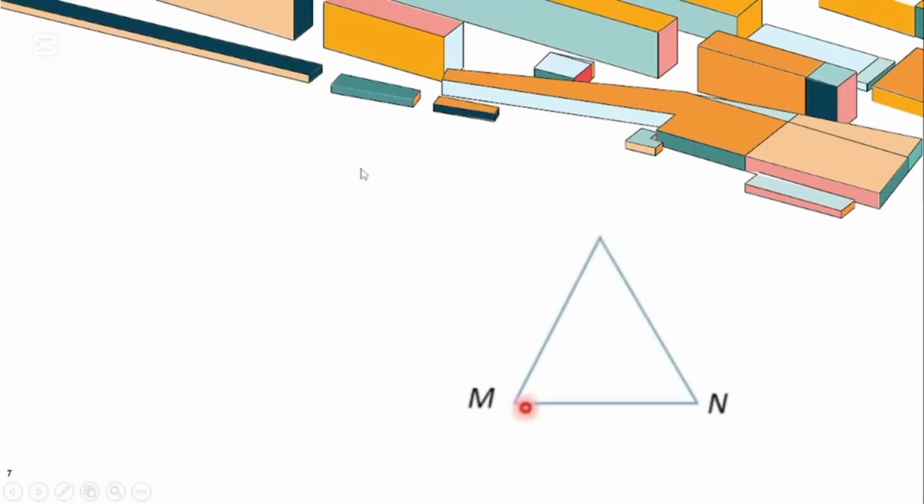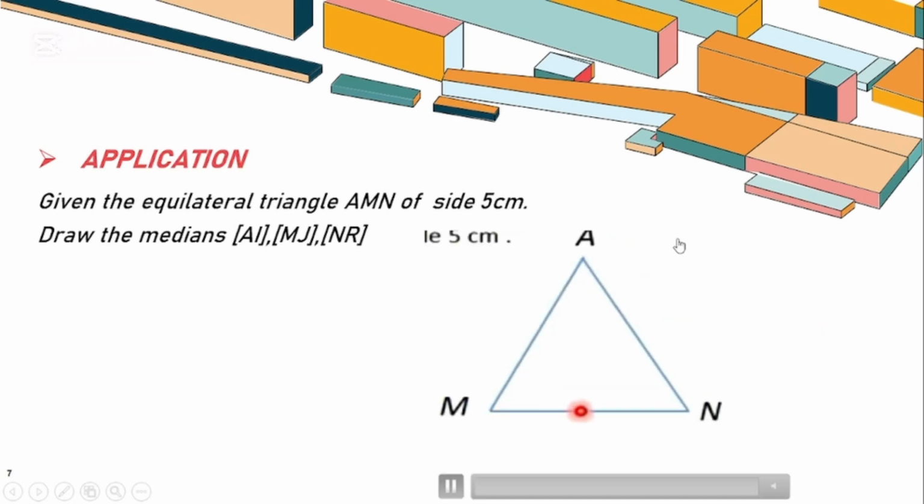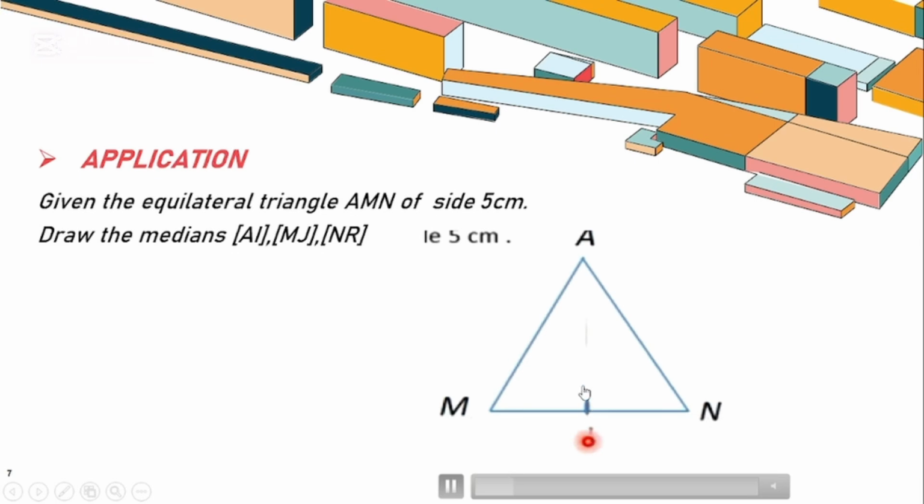Now try this application. Given an equilateral triangle AMN of side 5 cm, we want to draw the medians AI, MJ, and NR. So, Sami, which tool will help you find the midpoint? Excellent. To find the midpoint first, we need to measure MN using the ruler. Find the midpoint of MN, which is at 2.5, then connect A to I.